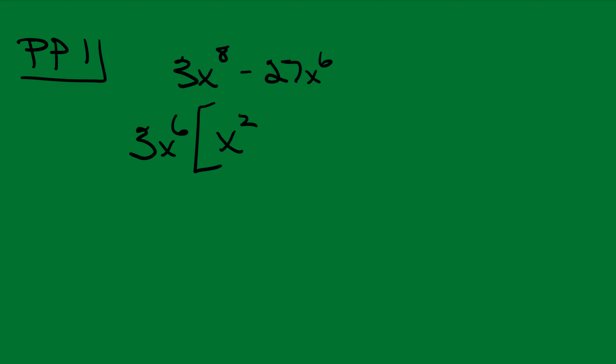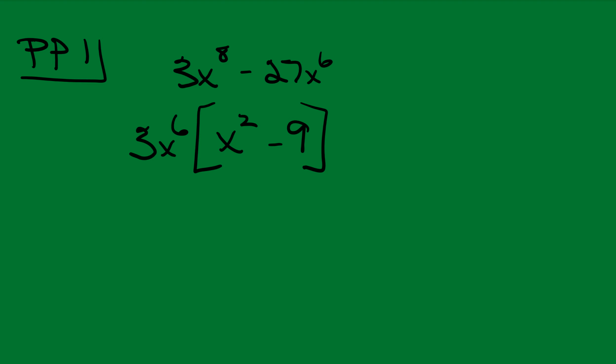3 divided by 3 is 1. X to the 8th divided by x to the 6th is x squared. And then that's going to be minus 27 divided by 3 is 9, and x to the 6th divided by x to the 6th is 1, and 1 times 9 is 9. So this is what I'm left with so far.